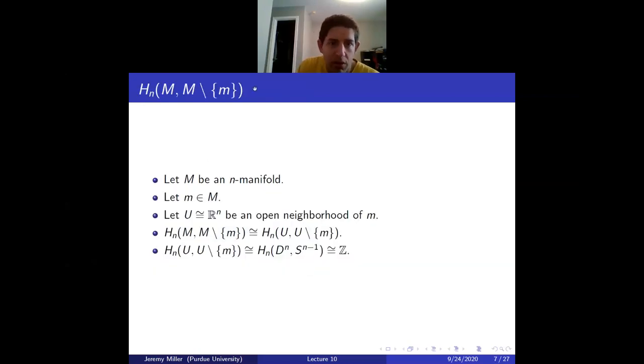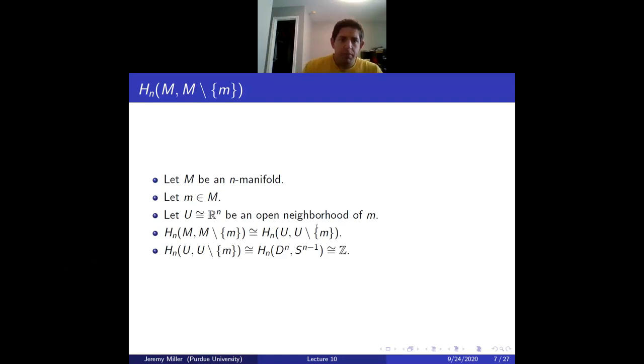So we're trying to figure out what this group is. If M is an n manifold and we pick a point, then you can pick an open neighborhood that's homeomorphic to Rn. Being a manifold means you locally look like Rn. So we can pick this neighborhood U that looks like Rn containing the point. And excision tells us that the homology of M, rel M minus this point, is the same as the open set rel open set minus the point.